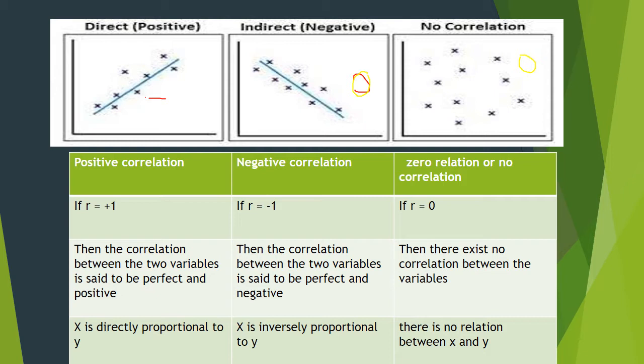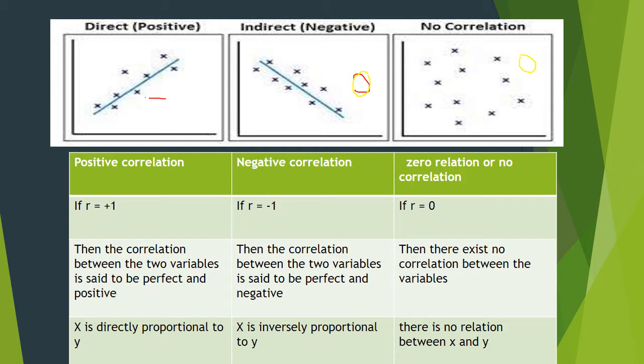When R equals 1, the relationship between the two variables is perfect and positive. When R equals -1, the relationship between the two variables is perfect and negative. When R equals 0, there is no relationship between the two variables. From the graph, we see that when x increases, y also increases. So x is directly proportional to y.